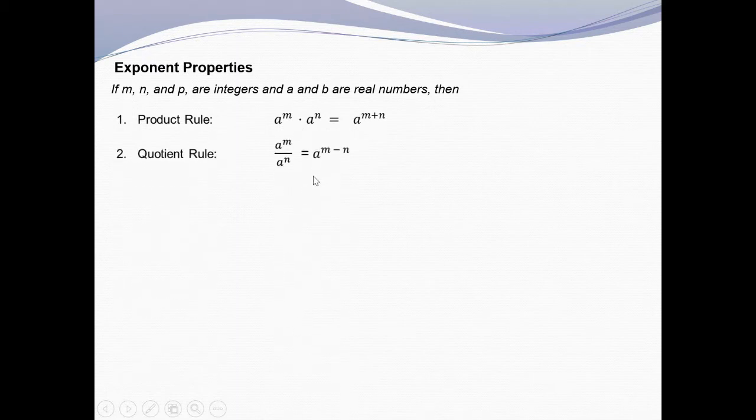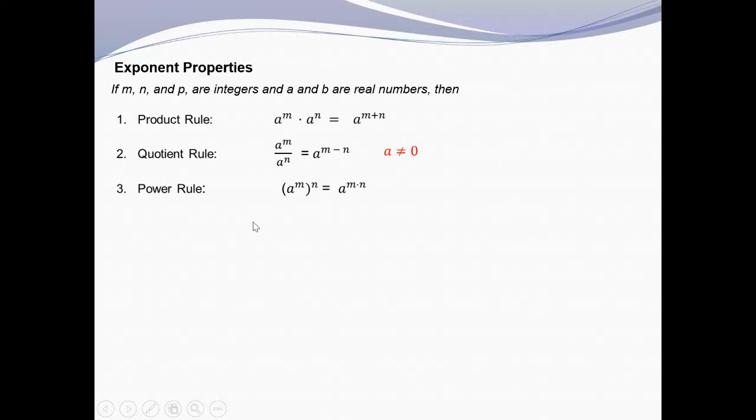That's a rule. Now this is rule number 2. It's called the quotient rule. If you have a to the m divided by a to the n, then it equals a to the m minus n. Again, we have the same base, right? We subtract the exponents. And a cannot be 0 because if it's 0, it will be undefined.